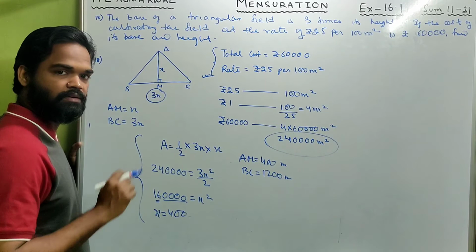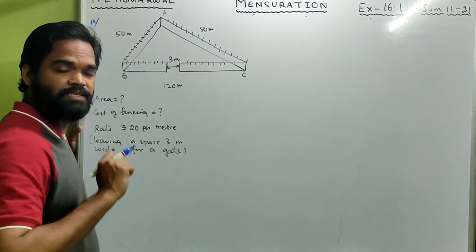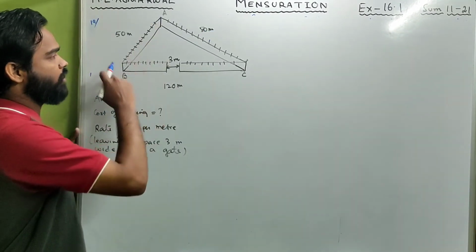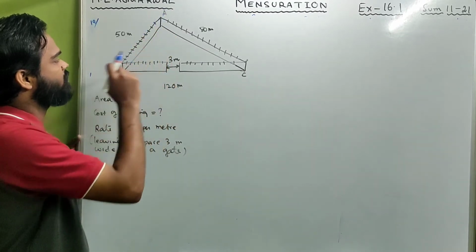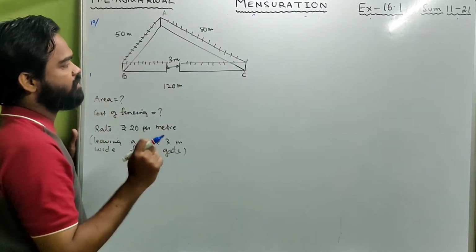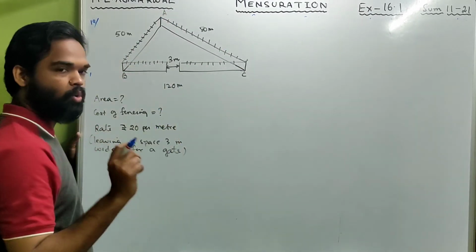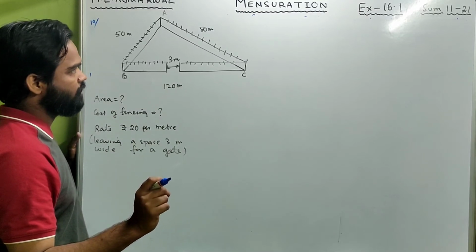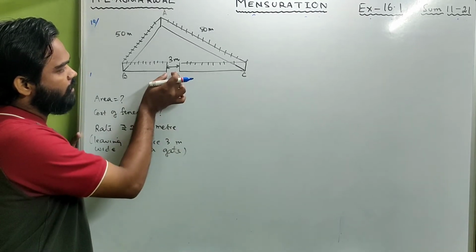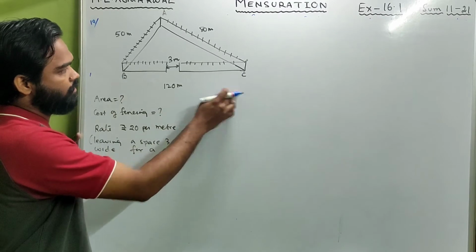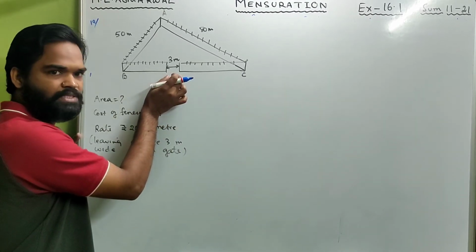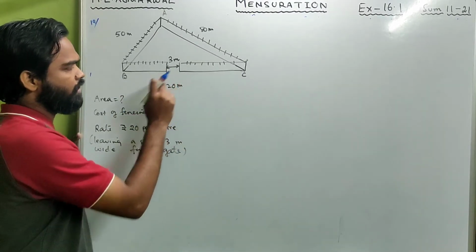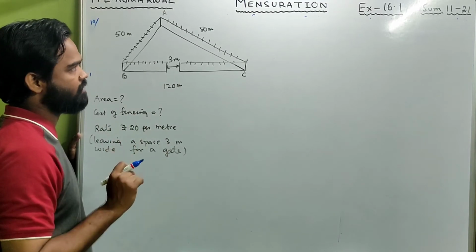Now let us look at the next sum. Sum number 19. There's a triangular field ABC in which AB is given as 50, AC is given as 80, BC is given as 120. Okay? And in this field, on this side BC, a small gap of 3 meter is left for a gate to be constructed. They're told in this sum.